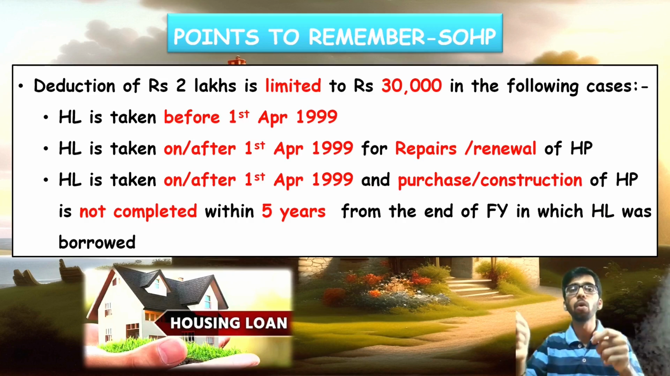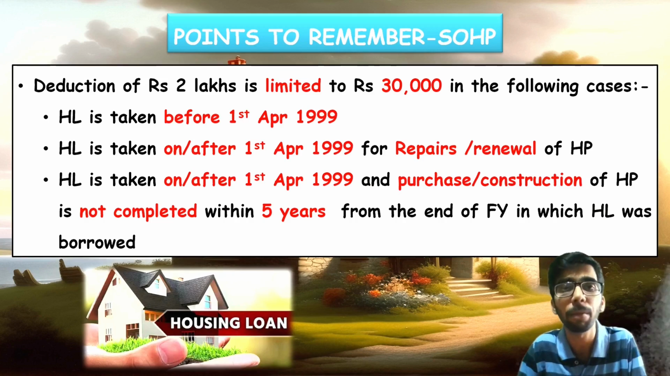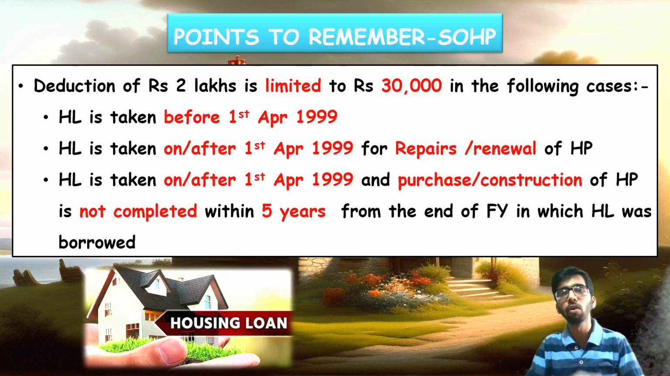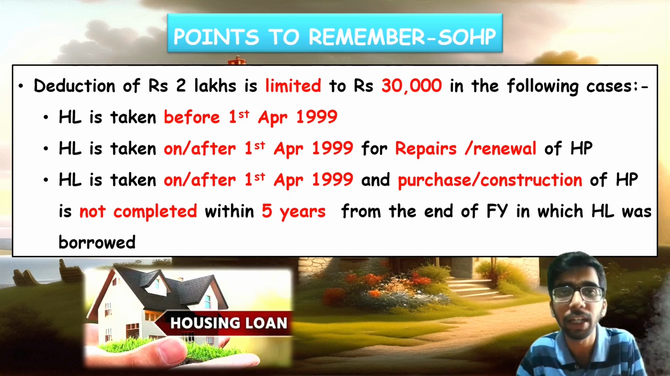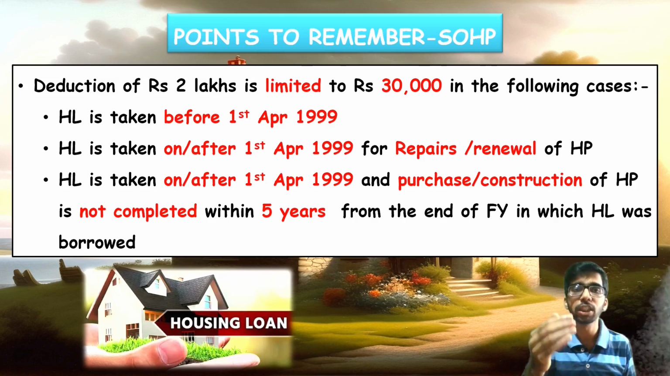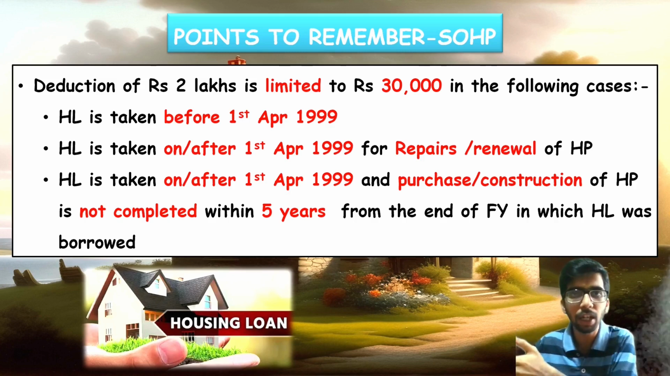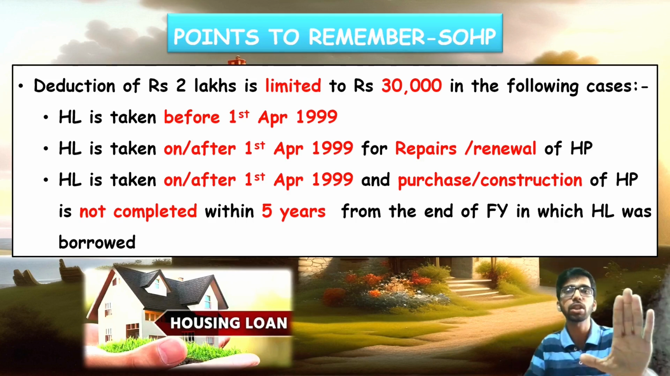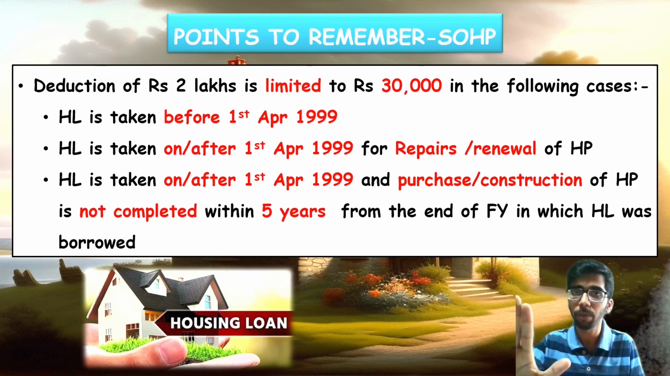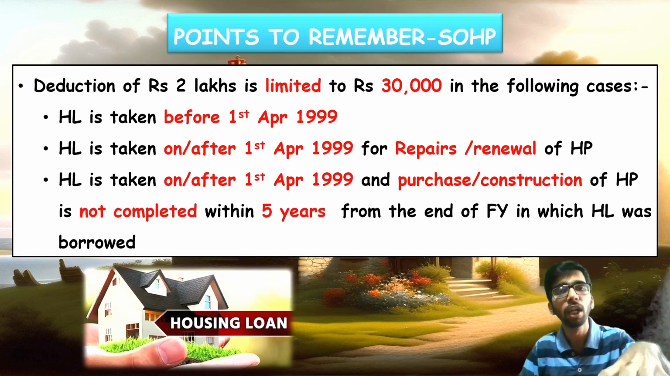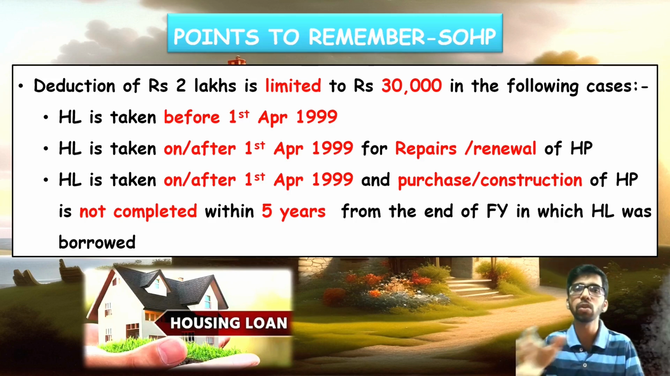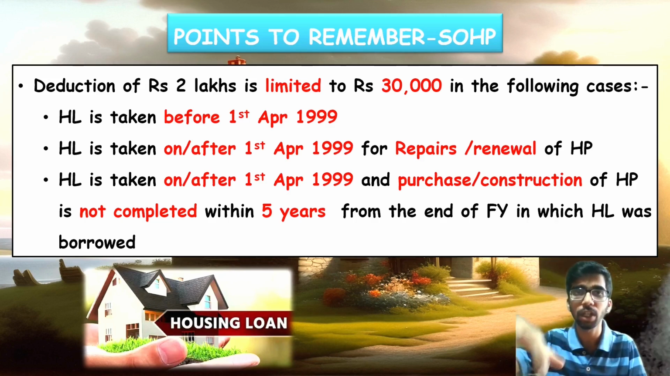First one, if a housing loan is taken on or before 1st April 1999, or a housing loan is taken on or after 1st April 1999 for repair and renewal purposes of your house property. It is not for construction or purchase of a new house property. It is for your existing house property. Only for renewal or repair purpose you have borrowed that loan on or after 1st April 1999. In that case also, that 30,000 will be the restricted amount.